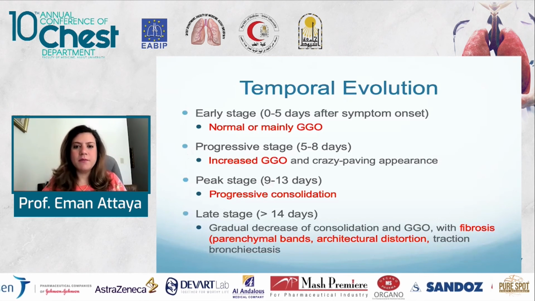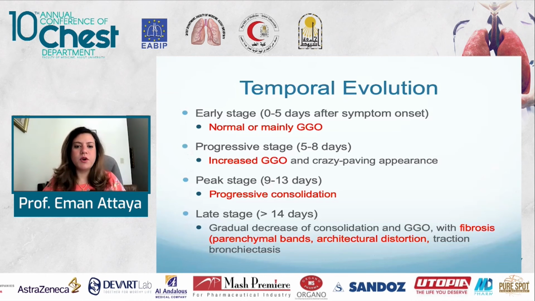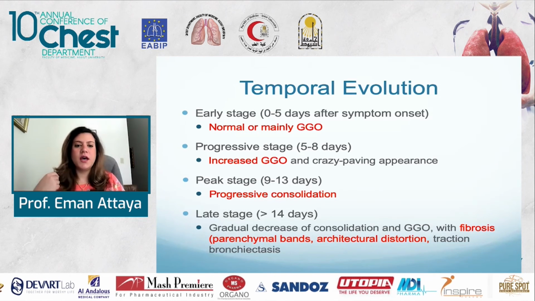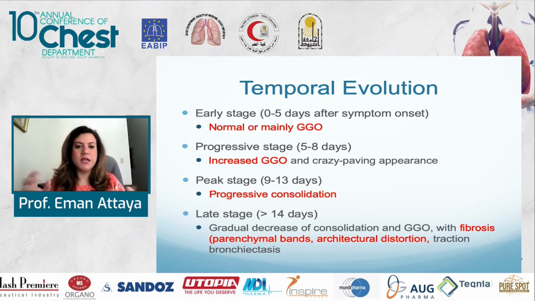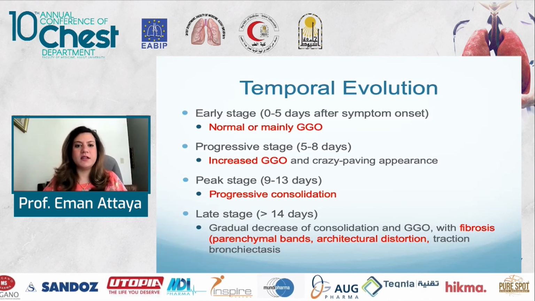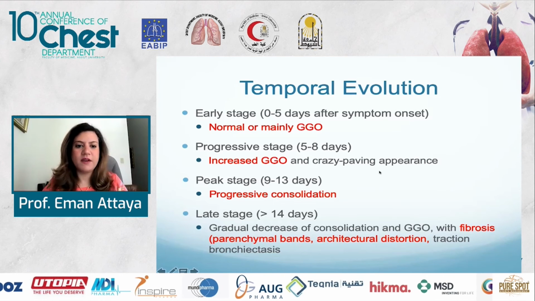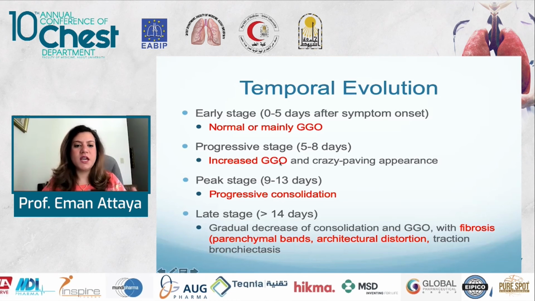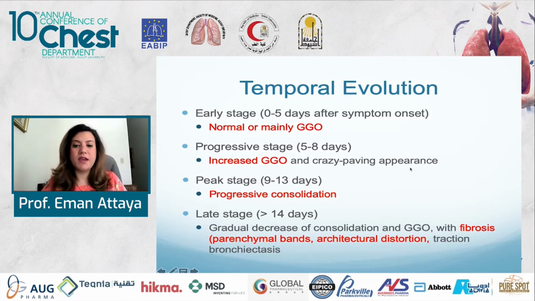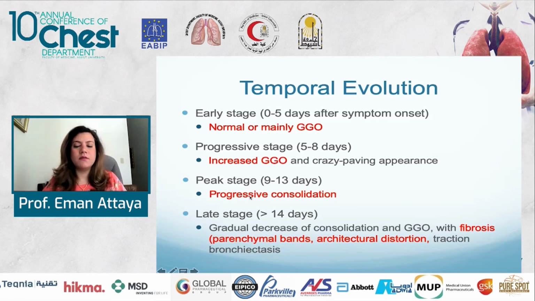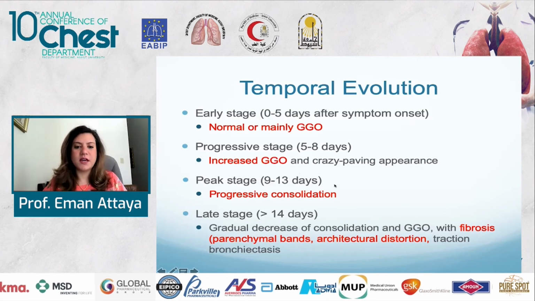Keep in mind that there is a temporal evolution with COVID pneumonia. So in the early stage, you could have a normal radiograph or normal CT, or you have mainly ground glass opacities, and that's 0 to 5 days. Progressive stage, you get more ground glass opacities and crazy paving. The peak stage is progressive consolidation, that's 9 to 13 days.